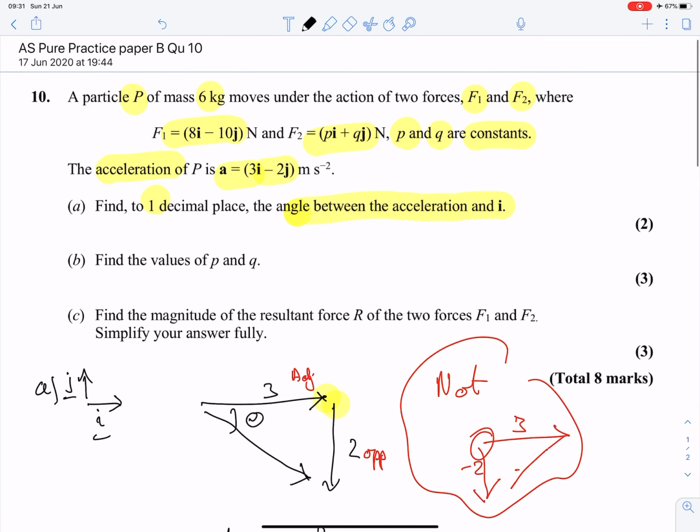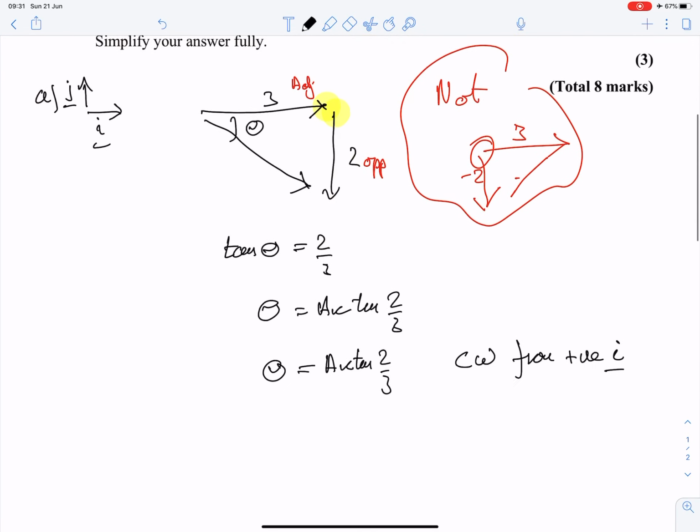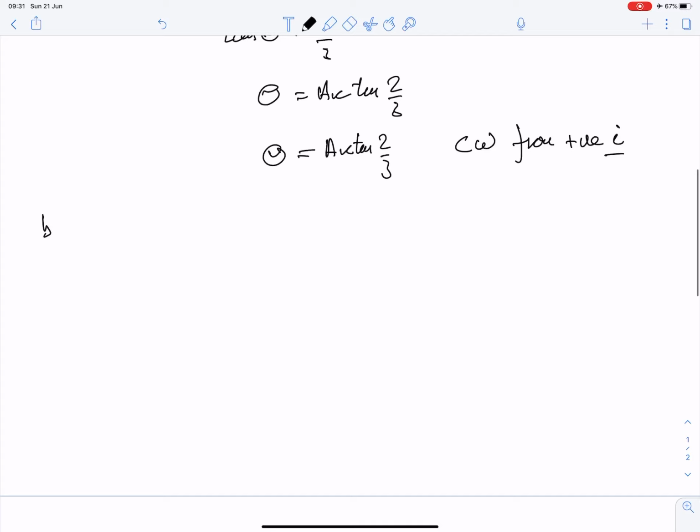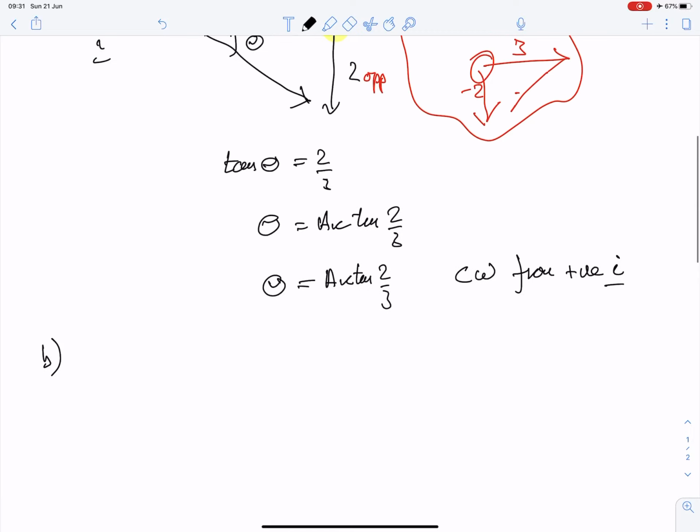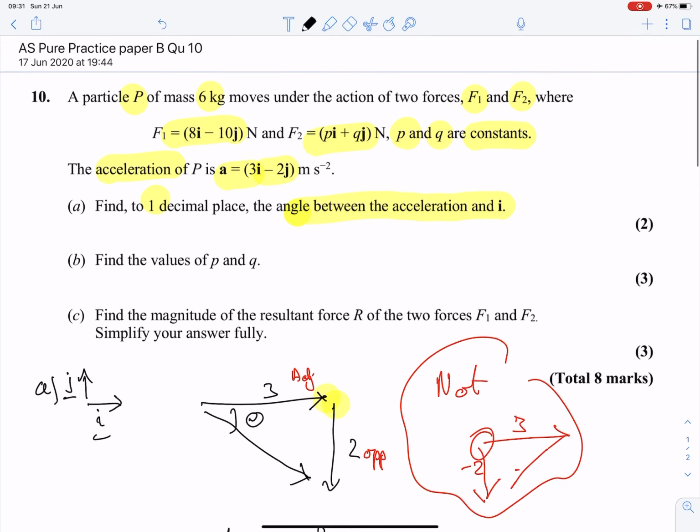Okay, part B, find the values of P and Q. Okay, so here we need to remember a bit of our mechanics, and it's common for odd little pure or odd little stats questions to crop up on the pure element of the course. So just be aware of that. Okay, so find P and Q.